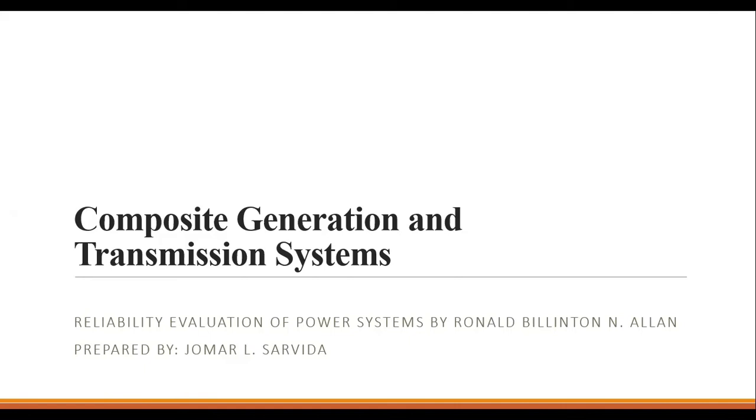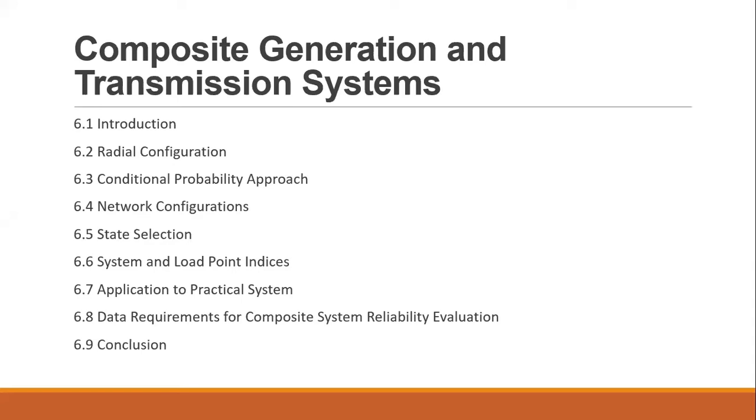Okay, so from the previous chapters of the book, the course had taken up probability and statistics, hazard function and reliability models, the reliability functions, availability and unavailability, state probability and state frequency, the Markov chain, and so on. This time, I'm going to discuss the composite generation and transmission system. The chapter consists of 9 parts: the introduction, regional configuration, conditional probability approach, network configurations, state selection, system unload point indices, application to practical system, data requirements for composite system, reliability evaluation, and also the conclusion.